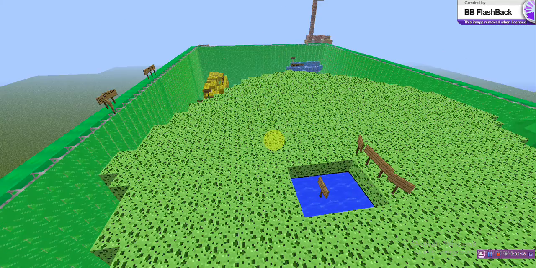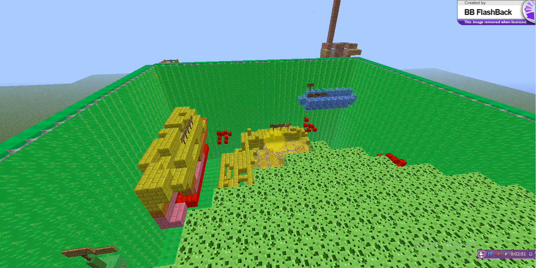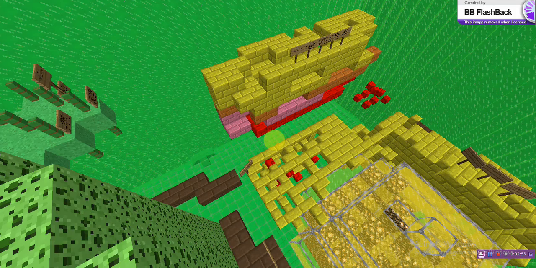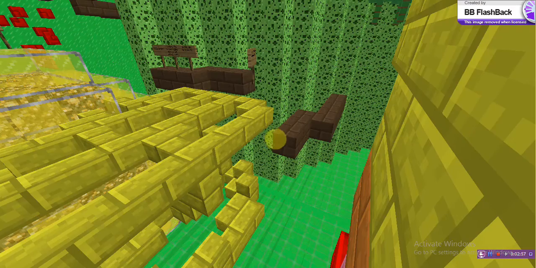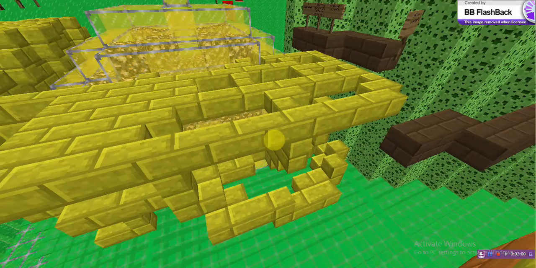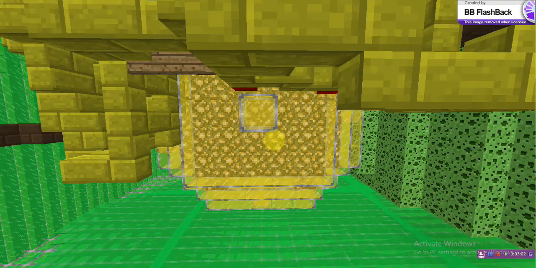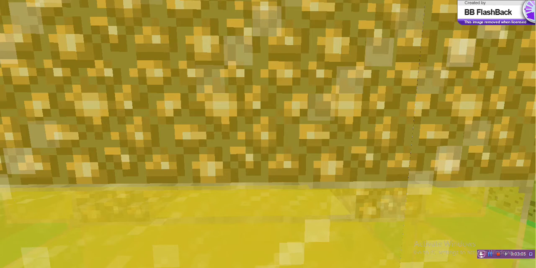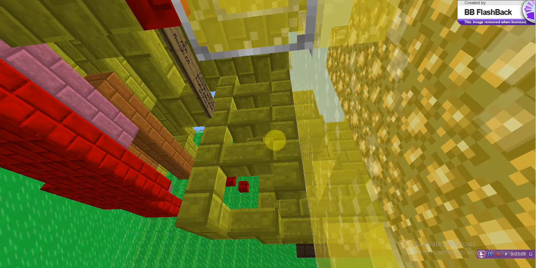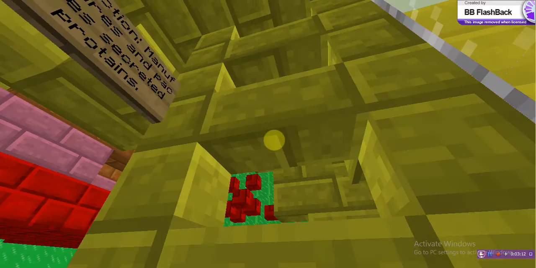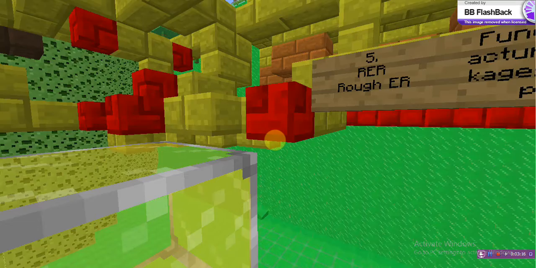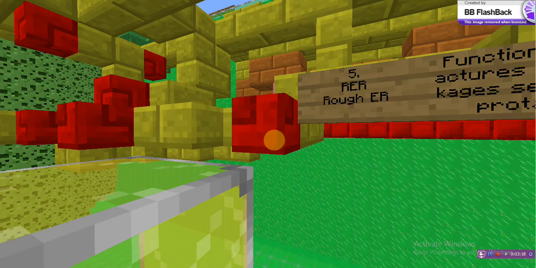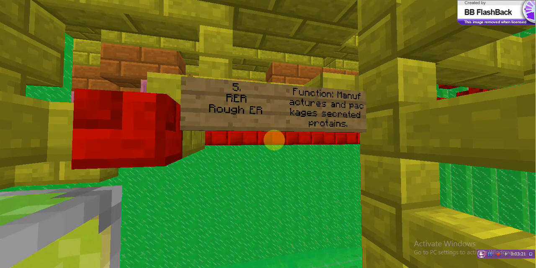The next part is the rough ER, which means that I'm going to have to go through here. I put a little sign here, because I've left this not layered as much, because I left it open to show more of the layering. Oh, by the way, these red things here are ribosomes, which is why it's the rough ER, because it has ribosomes. It's not flat.